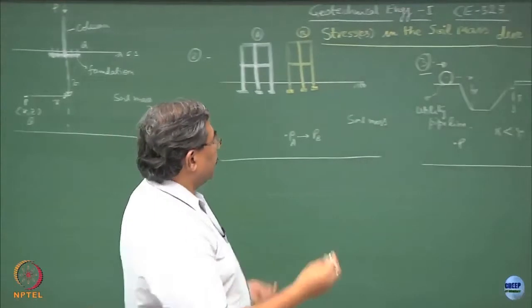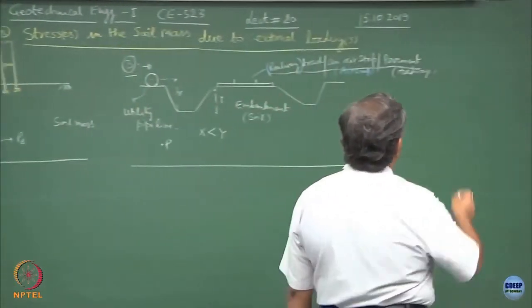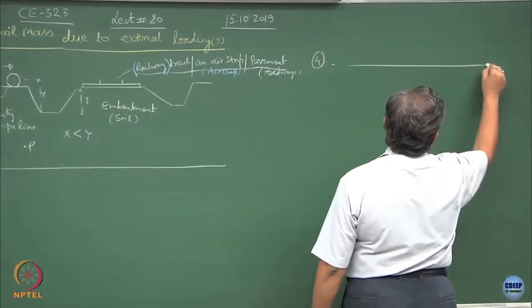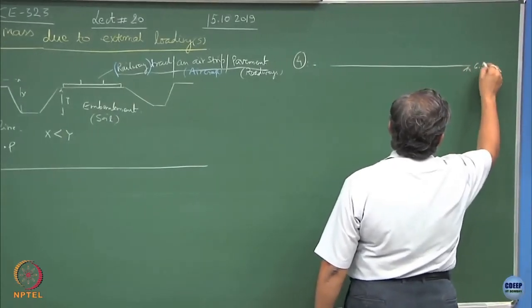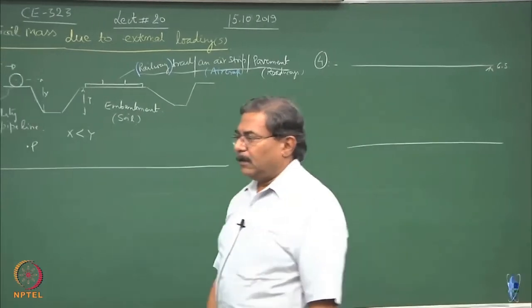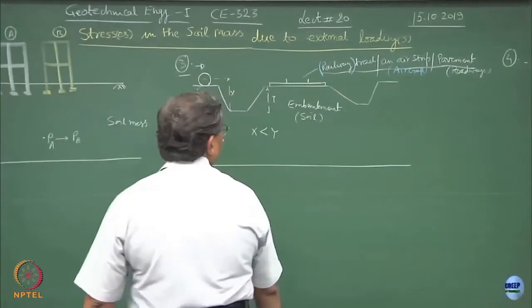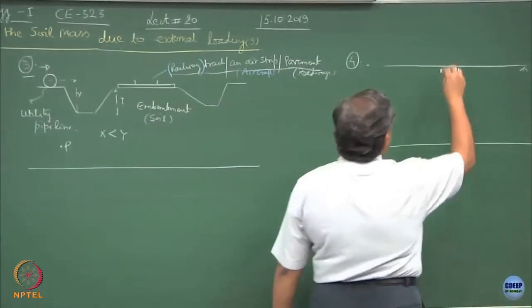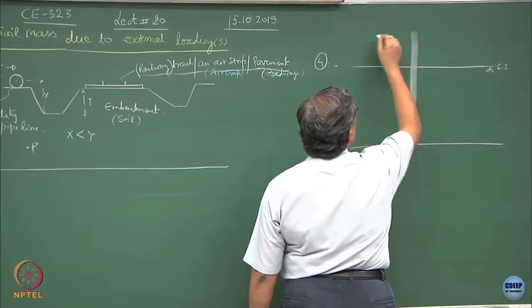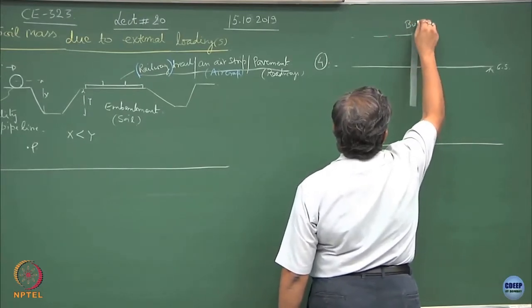There could be another situation, the fourth situation. This is the ground surface, and as we discussed in the last lecture, the application of sheet piles. I would like to create a bulkhead over here. So, this becomes a bulkhead.